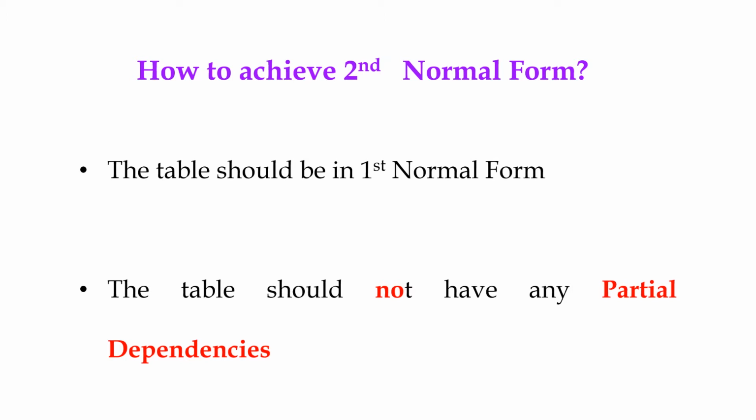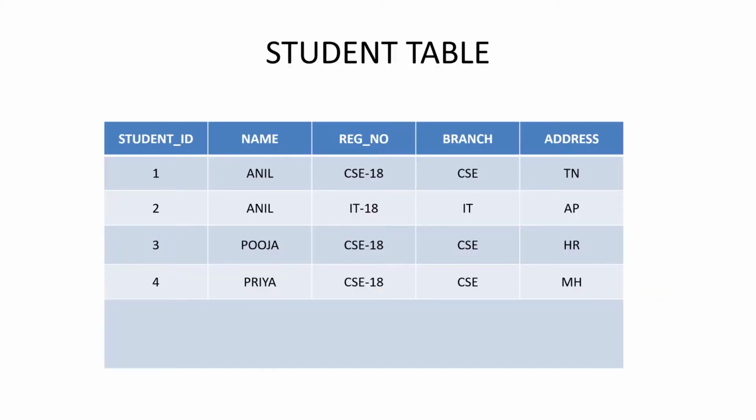So let us start with the second normal form. Now how to achieve a second normal form? A table should already be in the first normal form, that is the basic condition. And second, a table should not have any partial dependencies. So what do we mean by partial dependency? First, let us understand what is partial dependency and then we will bring up a solution for that.